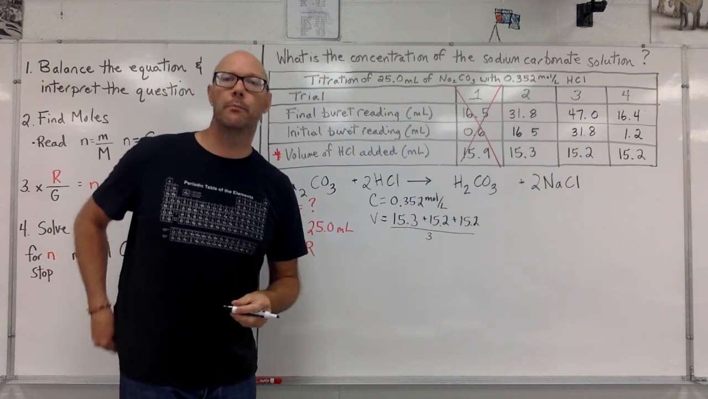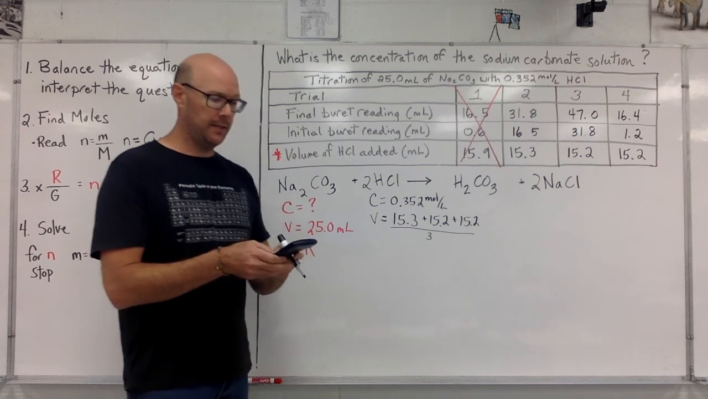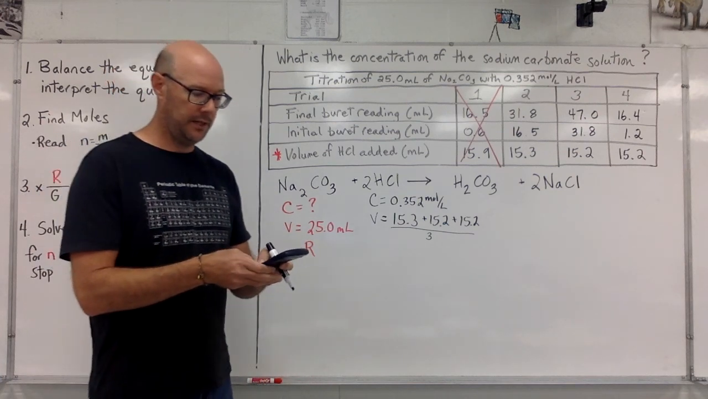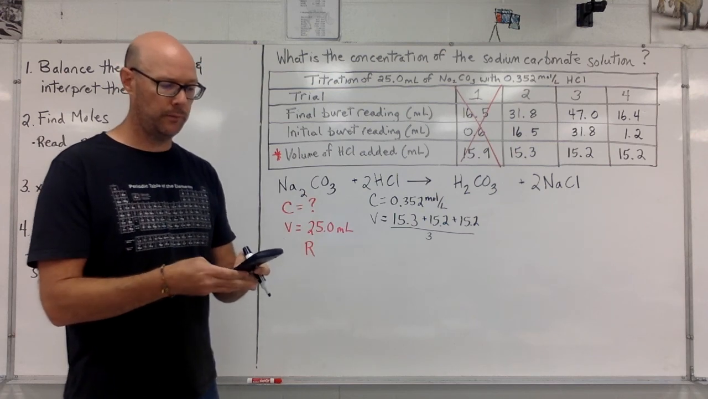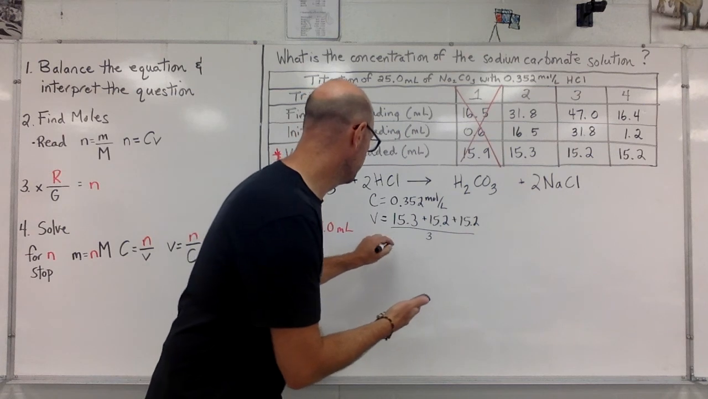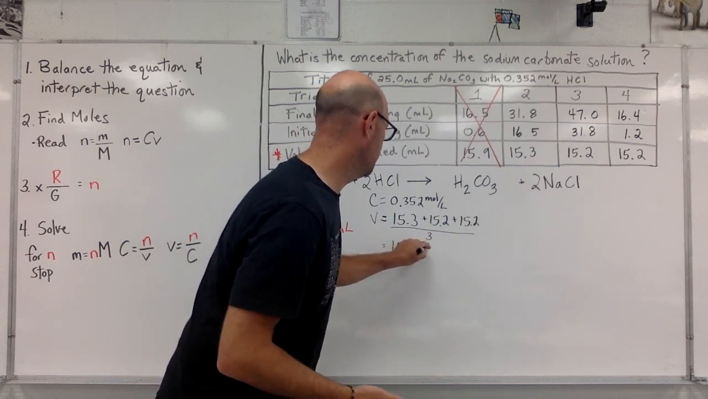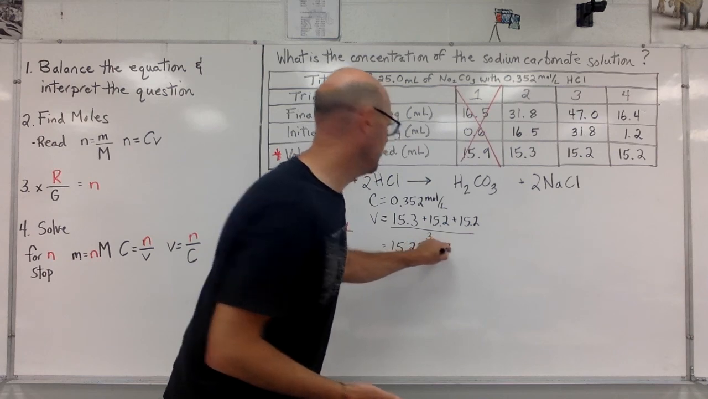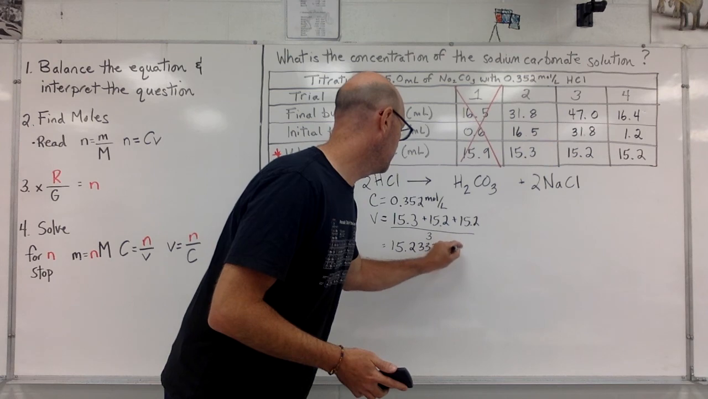We can take our time. We can do that math on our calculator. Maybe you can do it in your head. 15.3 plus 15.2 plus 15.2 divided by 3. That is 15.23333 repeating. Try not to round that off, milliliters.